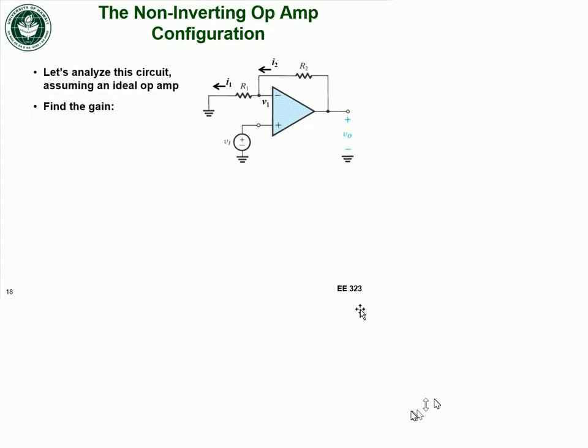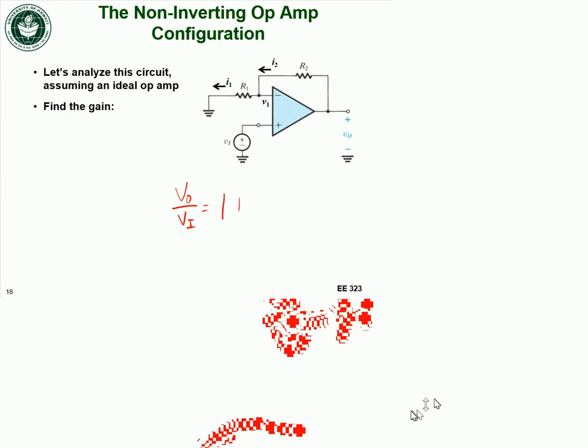We finished up last week. Last time, we talked about the non-inverting op-amp. We analyzed this circuit and found the gain, and that is 1 plus R2 over R1. So the magnitude is similar to that of the inverting configuration, but the output is in phase with the input, so it doesn't invert the signal.